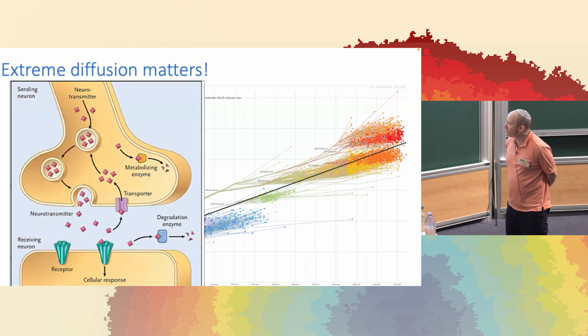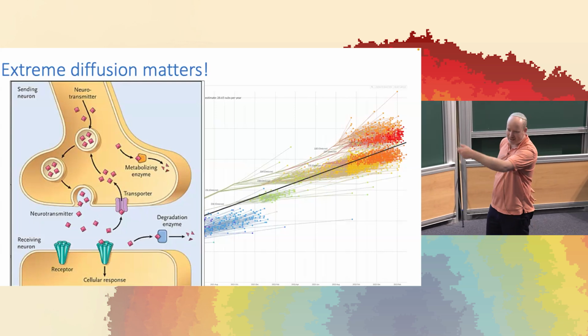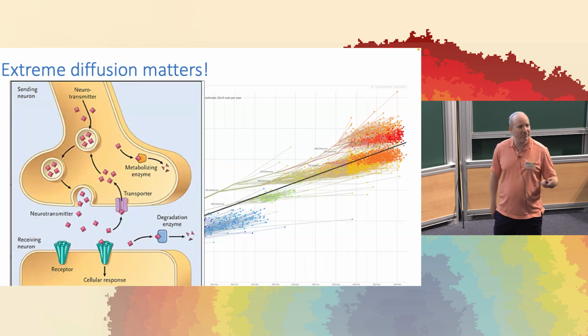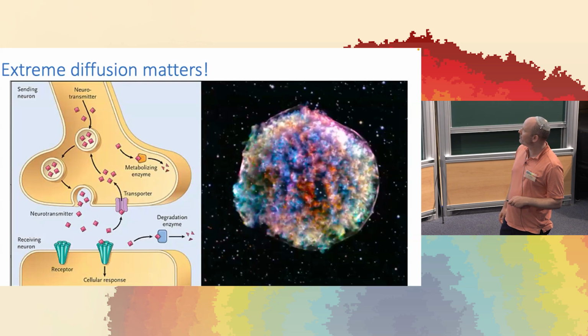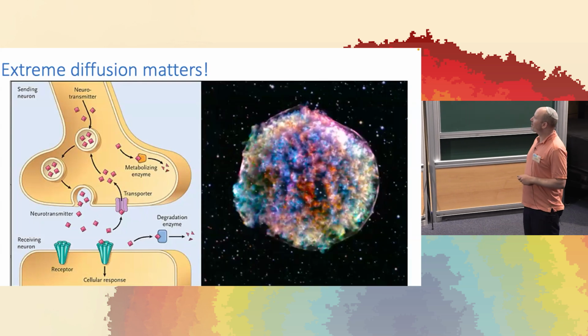You just need the first few neurotransmitters to cross all of the gaps. And so in this way, the way that you feel and the speed at which you feel something is about the extremes of a diffusive system.